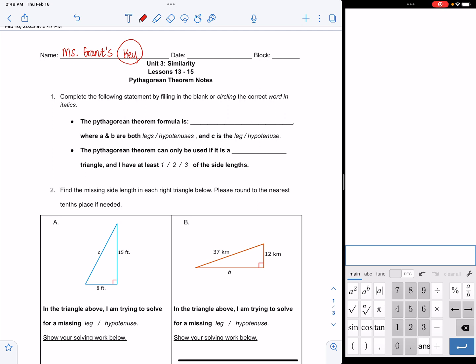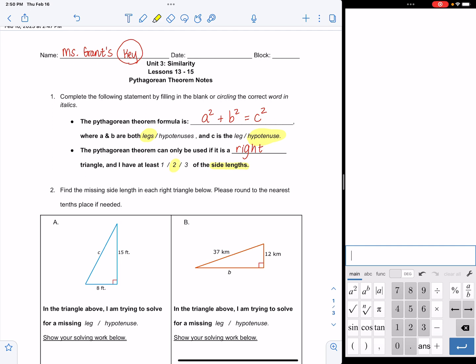The Pythagorean theorem formula is a squared plus b squared equals c squared, where a and b are both legs and c is the hypotenuse. Now, the Pythagorean theorem can only be used if it is a right triangle, and I have to have at least two of the side lengths.